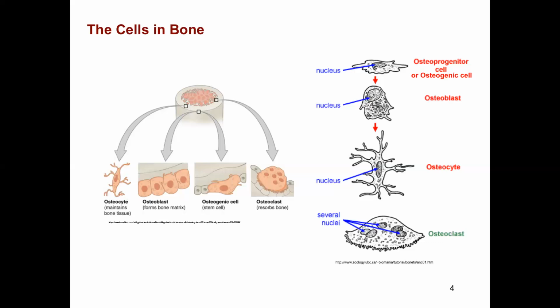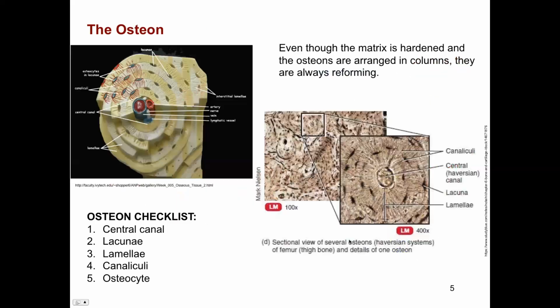So these osteoclasts are specialized cells. They're sort of like macrophages, but we call them osteoclasts because their job is to break down or resorb bone. So remember, the osteoblasts and the osteoclasts work in harmony with each other to maintain bone. All right, now let's go over the osteon.